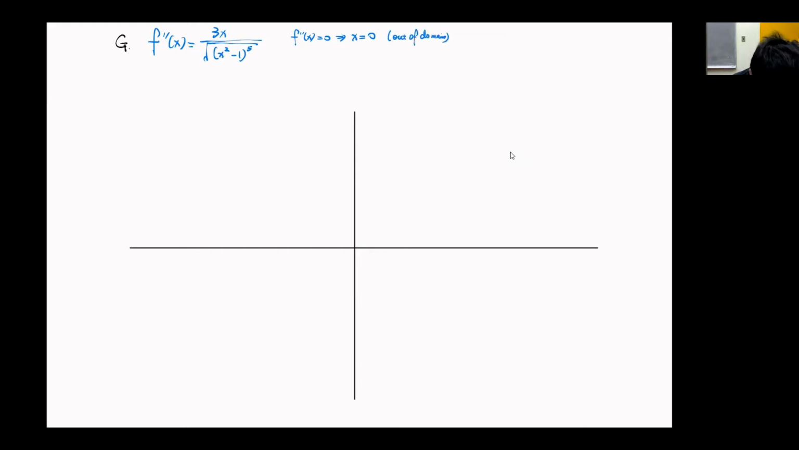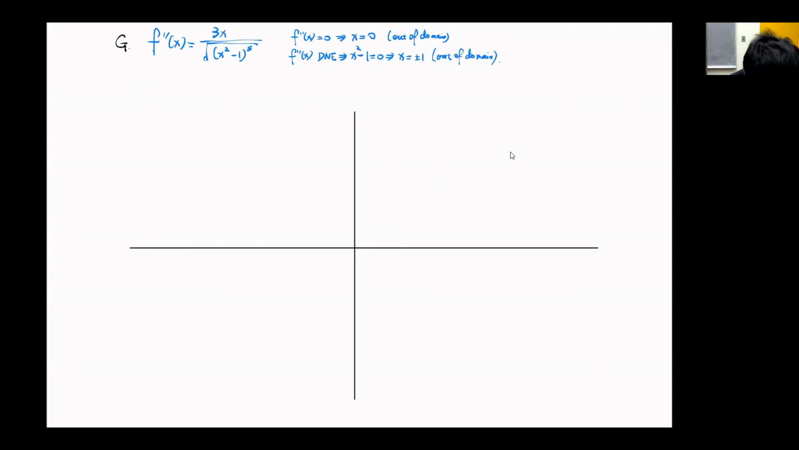And moreover, f double prime of x does not exist. This means x squared minus 1 equals 0, so x equals plus or minus 1, again out of domain. So this means we do not really have a critical number for this problem.